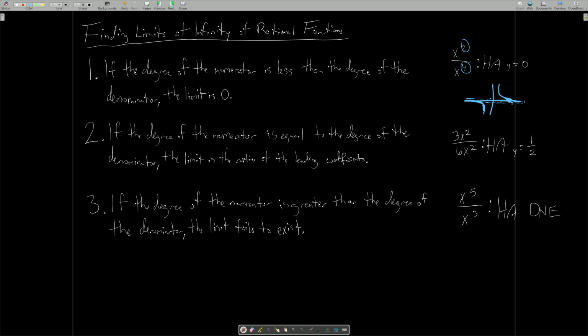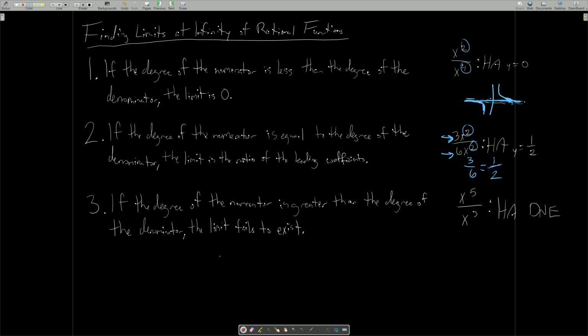If the degree of the numerator is equal to the degree of the denominator, the limit is the ratio of the leading coefficients. What that means is, if you have the same degree on both the numerator and the denominator, then you look at these leading coefficients in front of it, and you just take the ratio of it. So you have 3 and 6 here, then the horizontal asymptote would be 3 over 6, or 1/2.